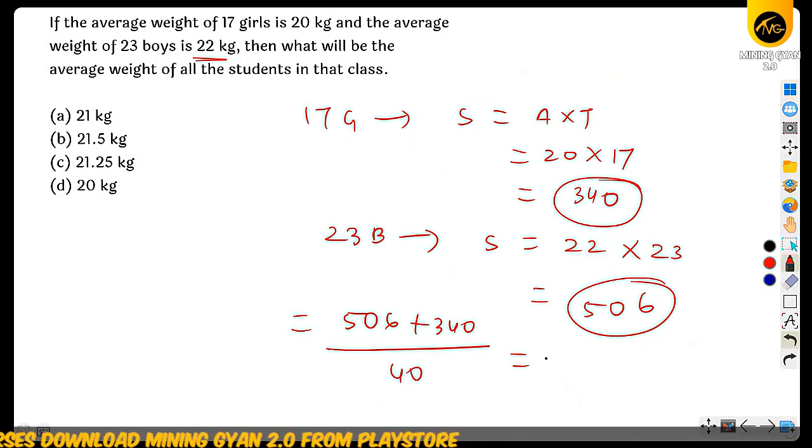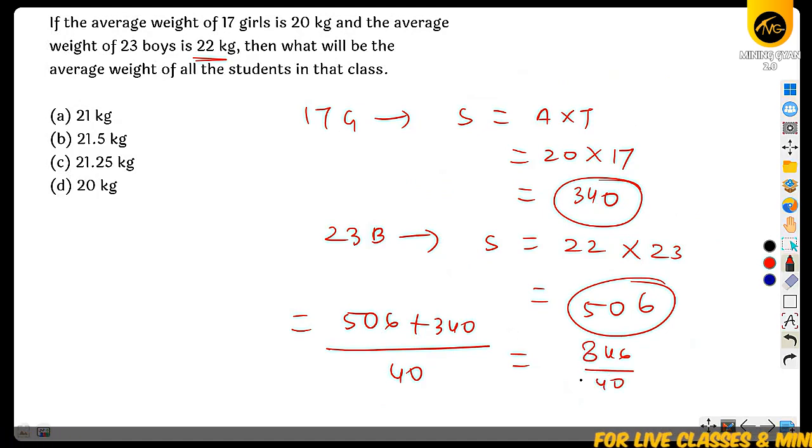What will be the answer? Option A, B, C, D. In this type, the sequence is correct. Okay, 846 divided by 40. Option A, 20.21 kg.